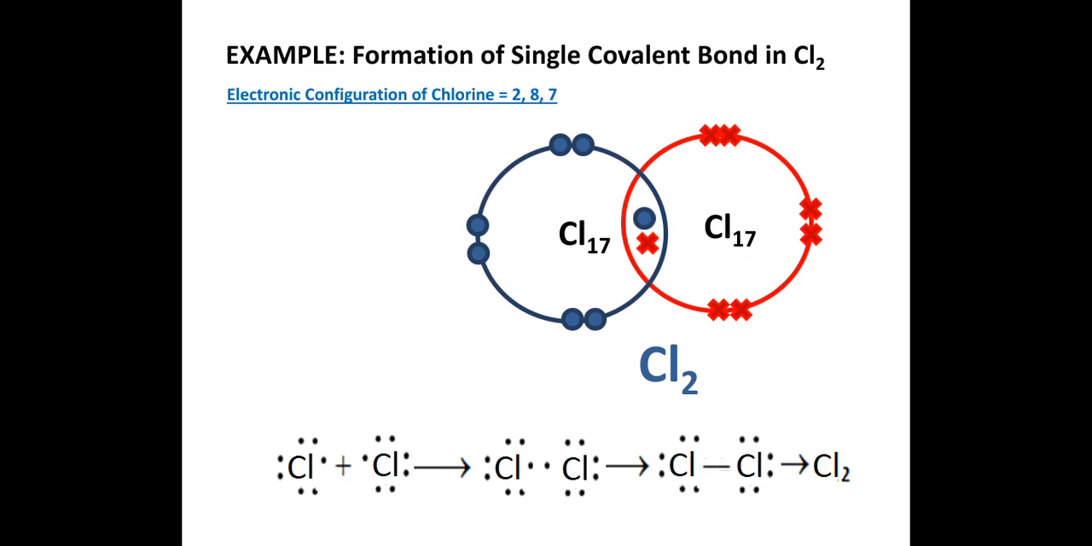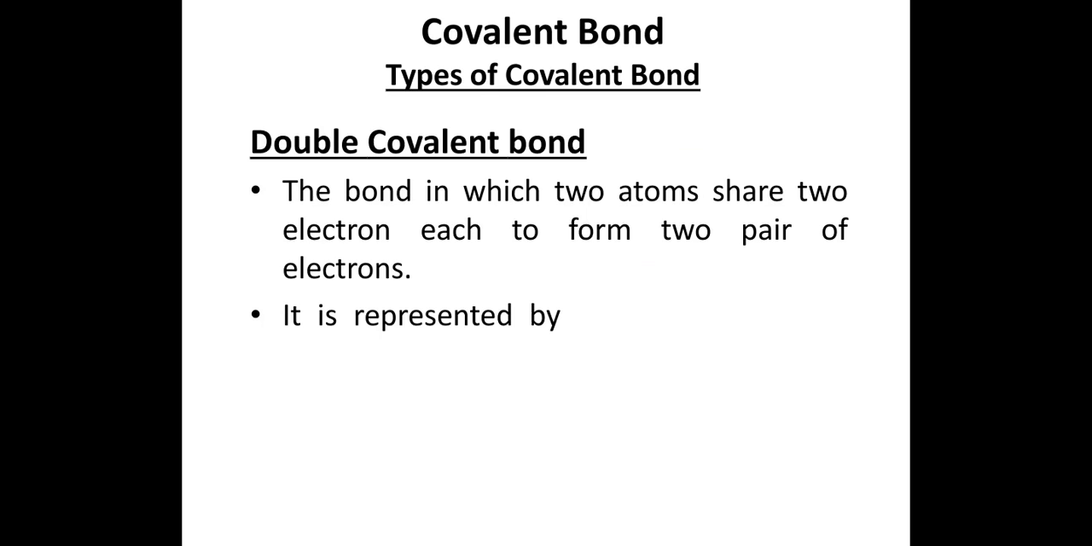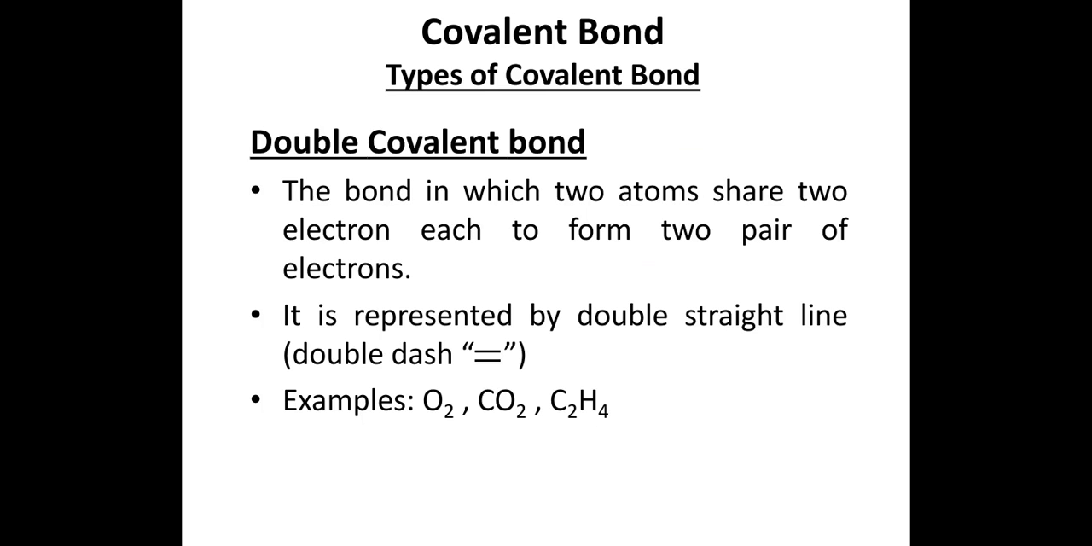Now move forward to the second type of covalent bond, that is double covalent bond. The bond in which two atoms share 2 electrons each to form 2 pairs of electrons. Here the stress is on 2 electrons or 2 pairs of electrons, as the sharing of 2 electrons takes place, so it is represented by a double line. Examples are oxygen molecule, carbon dioxide, and ethene.